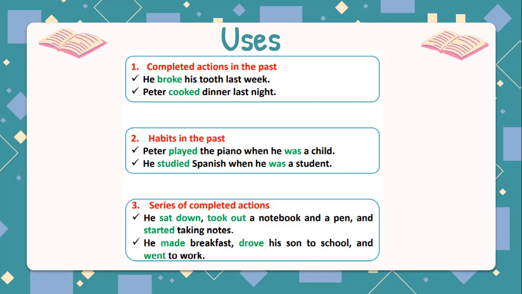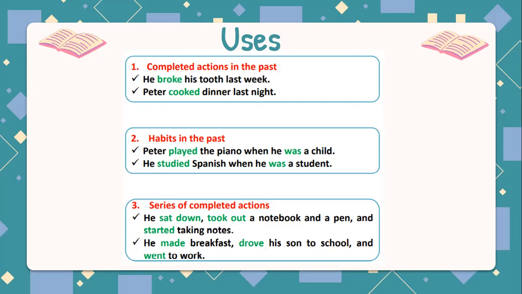For example, Peter played the piano when he was a child. So I say played. So this was a habit that Peter had during childhood. And also we have, he studied Spanish when he was a student. This is an action or a habit mainly that was taking place before. The third use is series of completed actions.